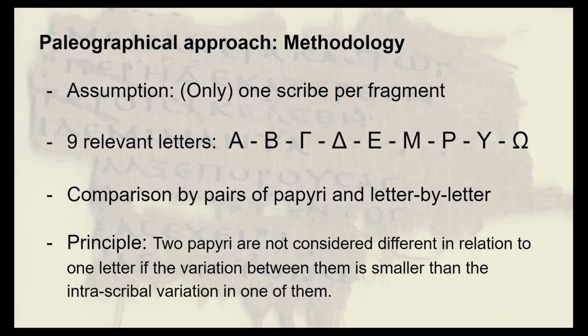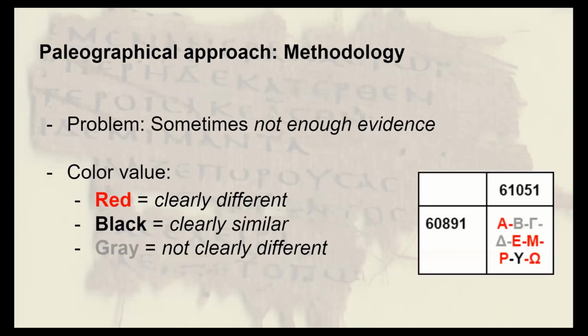And what would be a relevant difference? I followed the principle that 2 papyri are not considered different in relation to one letter if the variation between them is smaller than the intrascribal variation in one of them. This is the within-writer variation that Milan talked about. Unfortunately, not every comparison results in the values similar or different, due to the fact that the papyri fragments we are dealing with are often quite small.